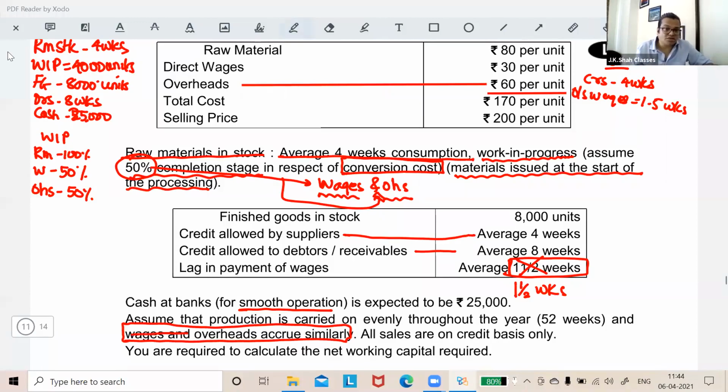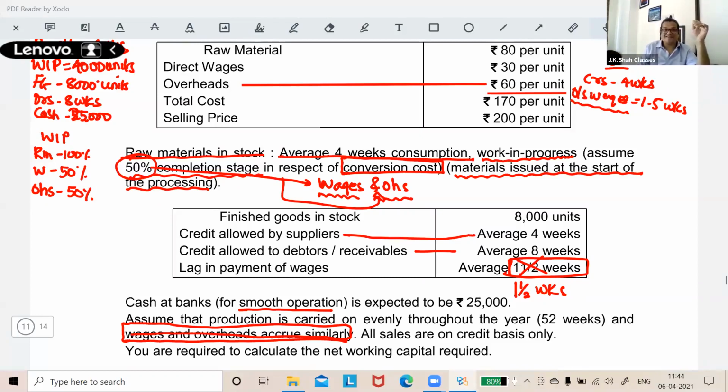So ignore this statement. You know what is told? Only told that outstanding wages are 1.5 weeks. Is anything told about outstanding overheads? No. Then how might you be paying them? Well, sir, we will never pay them. We'll keep default. We'll do bad debts for them, sir. Let's do that.